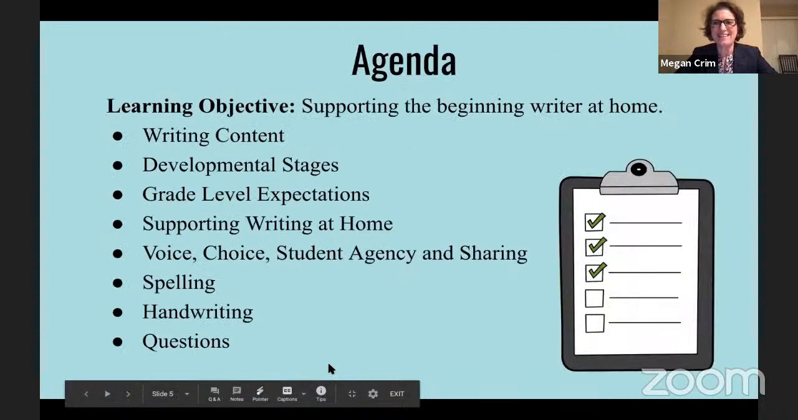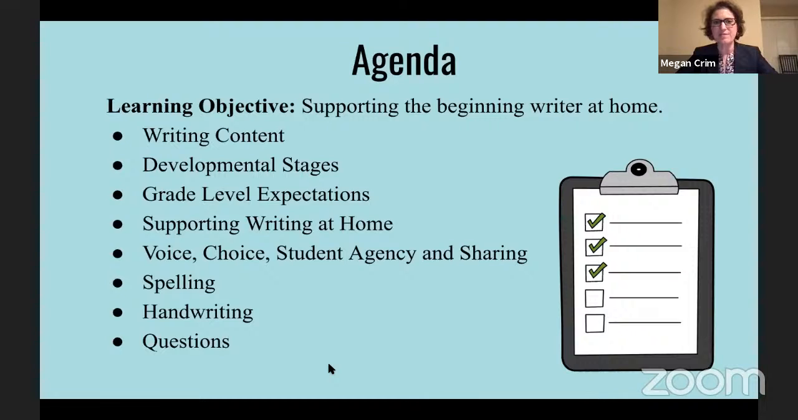So the agenda is going to start out with a learning objective that is to support the beginning writer at home. I'm going to go over writing content, the developmental stages of writing, grade level expectation, and then supporting writing at home. Then I'm going to get into voice choice, student agency, and sharing, and then get into the idea about spelling and how to support handwriting. And then, of course, the questions at the end.